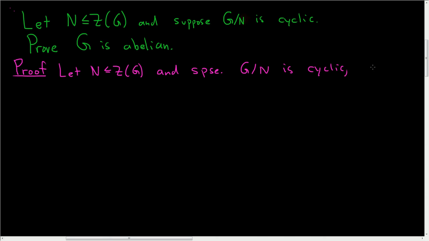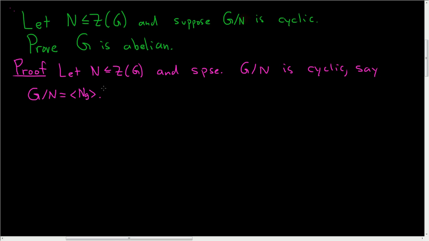And since it's cyclic, we can give it a generator. So say G mod N is generated by the element, say, Ng. So it's generated by this right coset. Keep in mind that G mod N is the quotient group, so its elements are cosets, right? These are cosets, so a generator also has to be a coset.